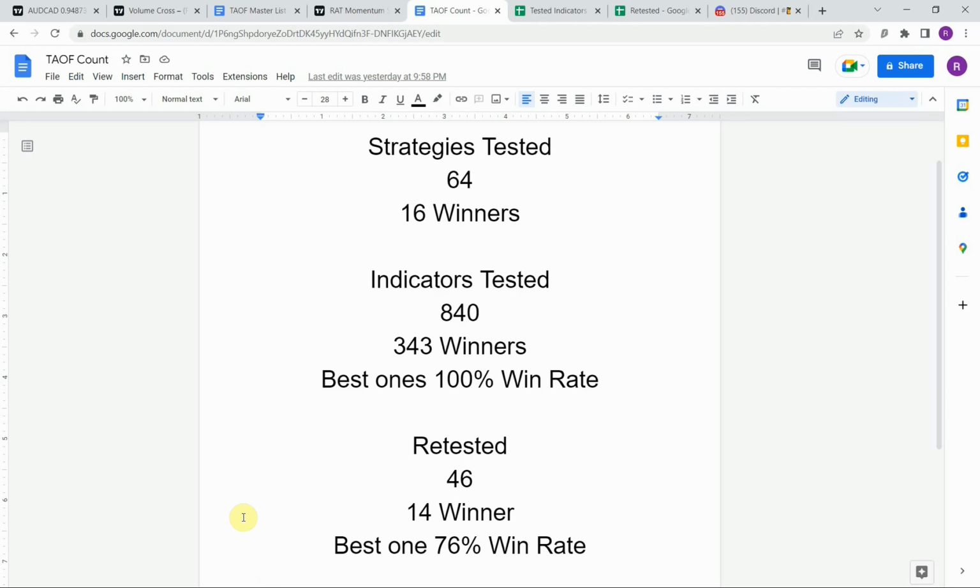We've also retested in the advanced testing 46 of the winning indicators. 14 of them have been able to maintain the winning status. The best one, a 76% win rate. Now keep in mind that we test most of these strategies and indicators on the Forex and crypto market, but they can be applied to just about any market and time frame universally.